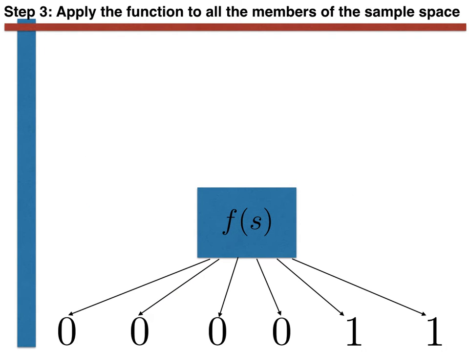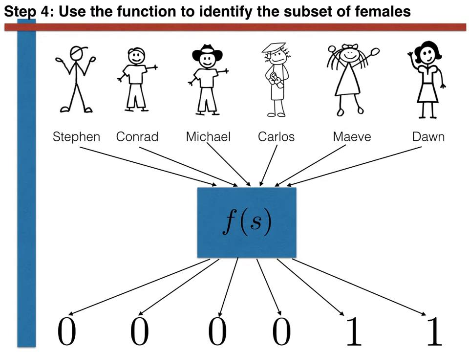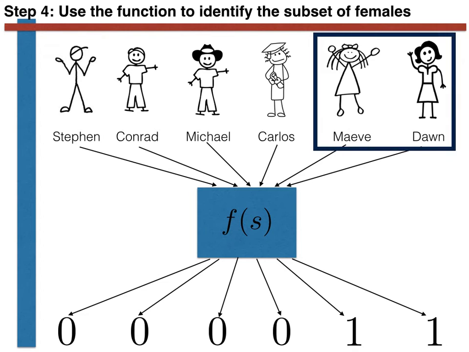We find that f of Stephen, f of Conrad, f of Michael, and f of Carlos are all 0, as these 4 people are all males. F of Maeve and f of Dawn, by contrast, are both 1, as Maeve and Dawn are both female. In this way, we can use our function to identify the subset of female members of the sample space. In this case, this is a subset containing Maeve and Dawn.